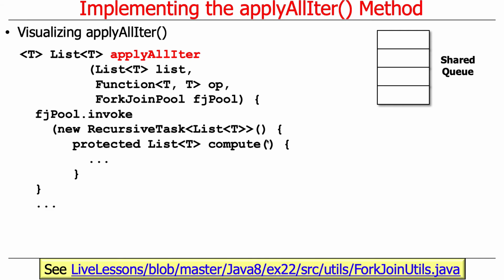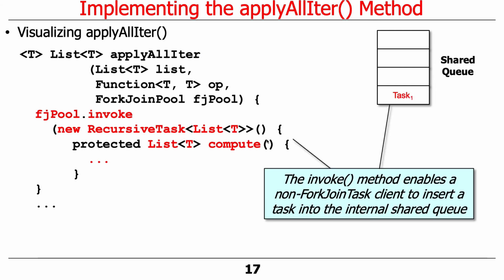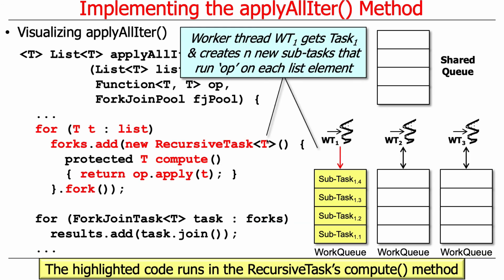Here's kind of what it looks like if you were to sort of visualize it. So when this thing starts to run, the invoke method will put this first recursive task into the shared queue. Because keep in mind at this point, we're not inside the fork join pool yet. This is an example of a non-fork join task client. So it inserts the task into the internal shared queue. And then everything starts to run.